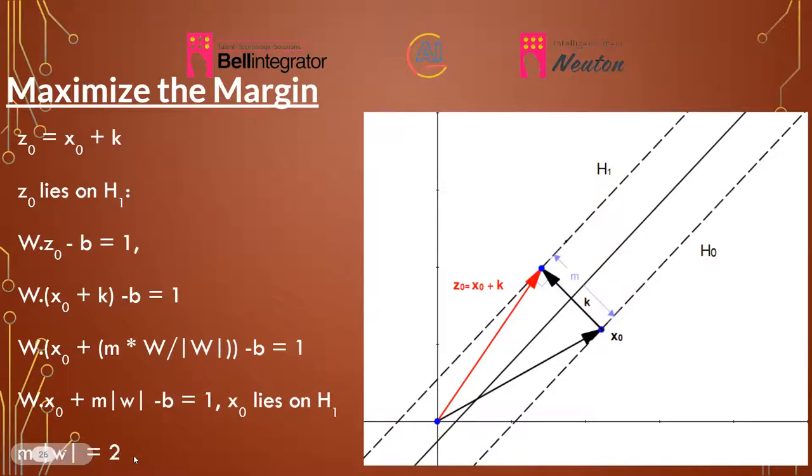And if you didn't follow anything so far, then I would like you to take away this. m times modulus of w is 2, which basically means that if I have to maximize my margin m, I could also try and minimize the norm of the vector w. And that is basically what we're trying to do. And that is how the margin is computed.